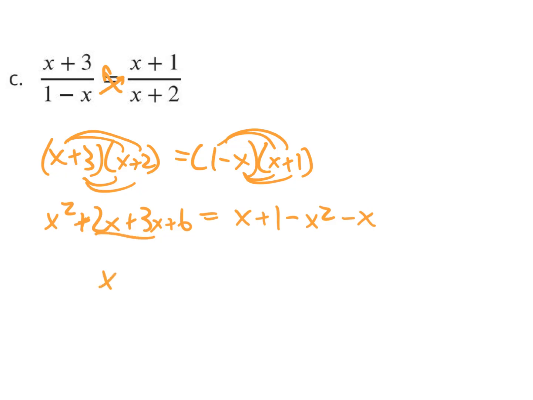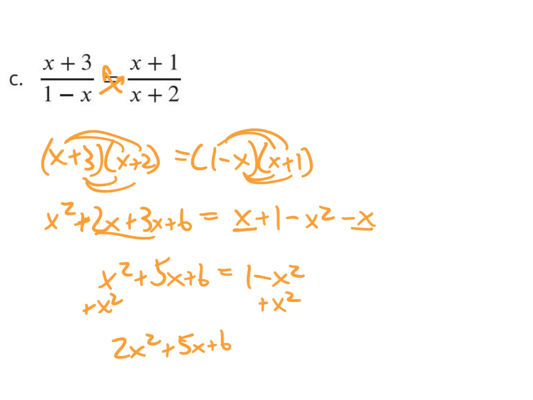I get x squared plus 5x plus 6 is equal to x, and the negative x cancels out, so I get 1 minus x squared. If I add x squared to both sides, I get 2x squared plus 5x plus 6 is equal to 1. I'm going to subtract 1. I get 2x squared plus 5x plus 5 is equal to 0.